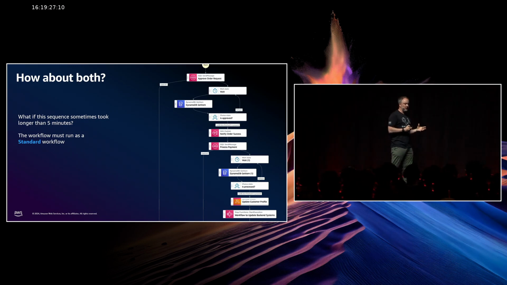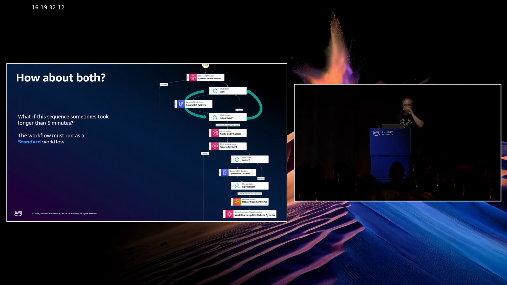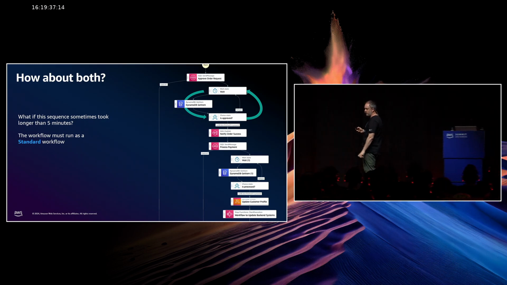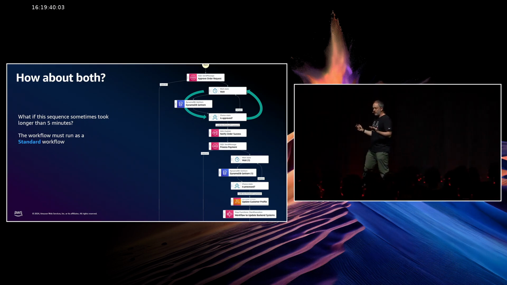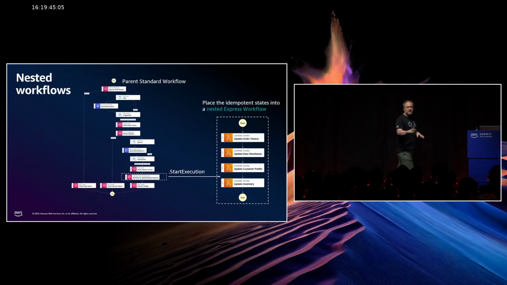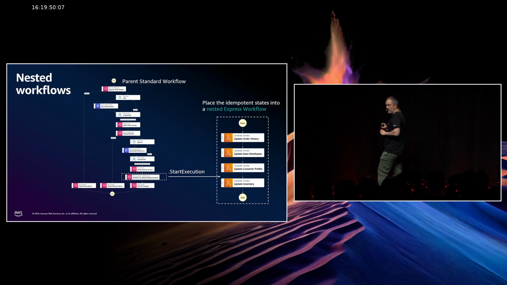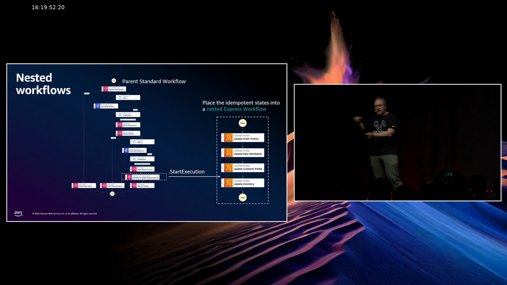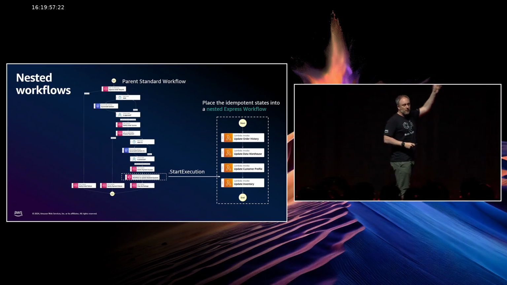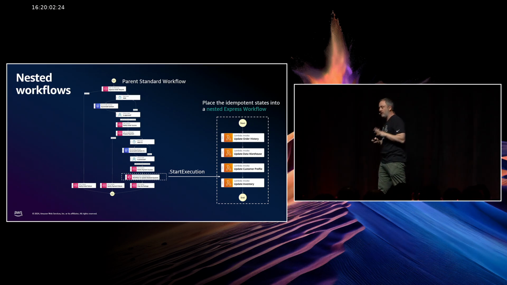So let's go back to this example. Imagine this polling loop here sometimes took more than 5 minutes. Imagine there was a human involved in that, and maybe they don't get back to that within 5 minutes all the time. What could I do to this workflow? That means I have to run it as a standard workflow now. What could I do? Well, the first thing, the low-hanging fruit here, is to take those idempotent Lambda functions and save them as a new separate express workflow and call that synchronously with a start execution command from my parent standard workflow.